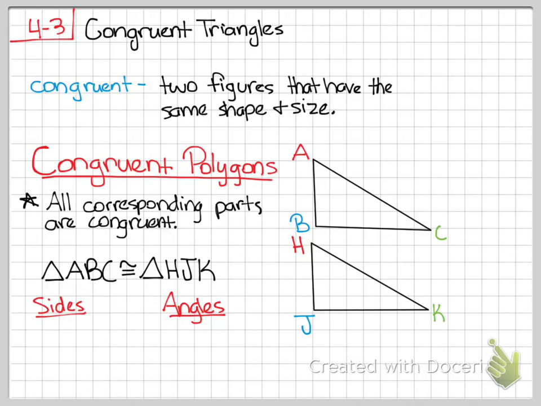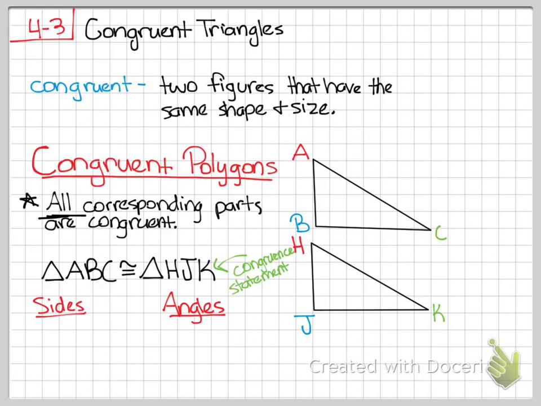So here I have this statement that says that triangle ABC is congruent to triangle HJK. This is called a congruence statement. It's very, very important and really helpful when you're working on problems. So this is a congruence statement. It's very important to know. And what that tells us is that those two triangles are congruent. And so from the definition of congruent polygons, we know that all the corresponding parts are also congruent.